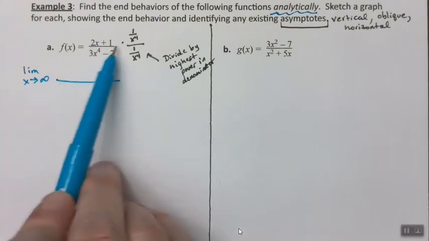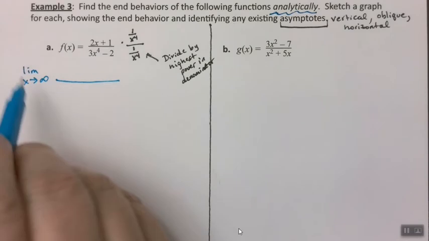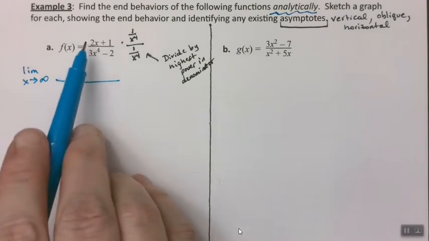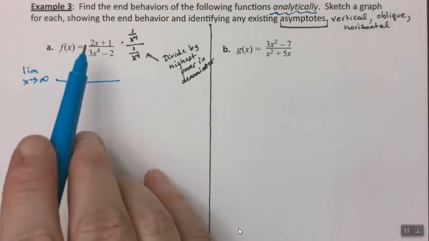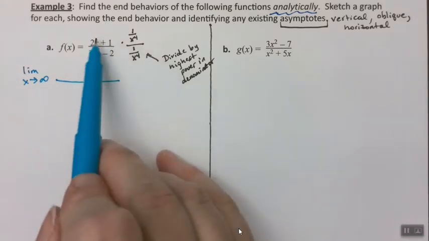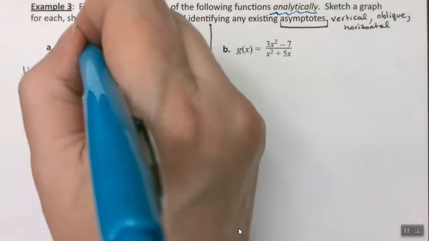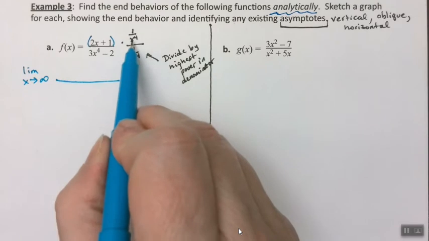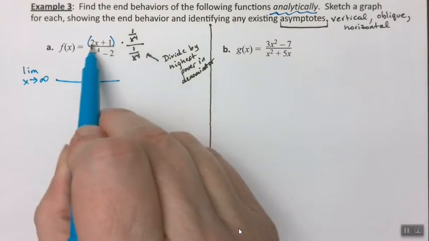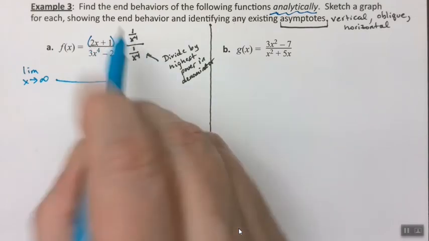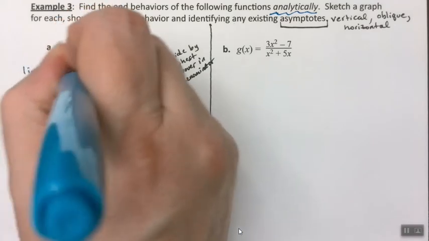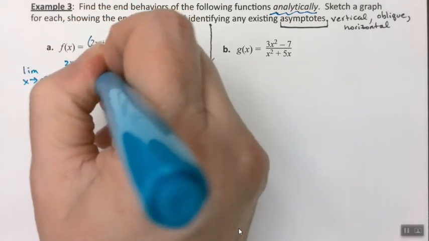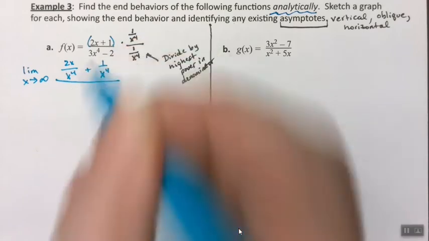So instead of just writing this like this, I mean, I could, but I'm going to be a little craftier about it. So I'm going to write the limit as x goes to infinity. And instead of f of x, I want to write 2x plus 1 multiplied by 1 over x to the fourth. So that would be 2x over x to the fourth plus 1 over x to the fourth. I have a plan. Don't worry about that.